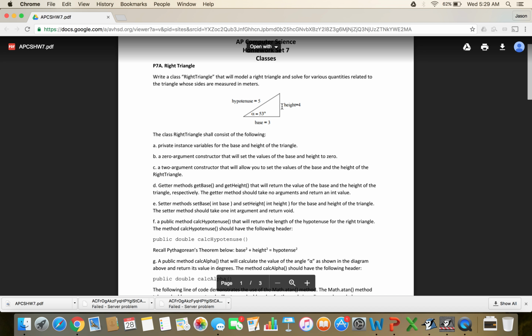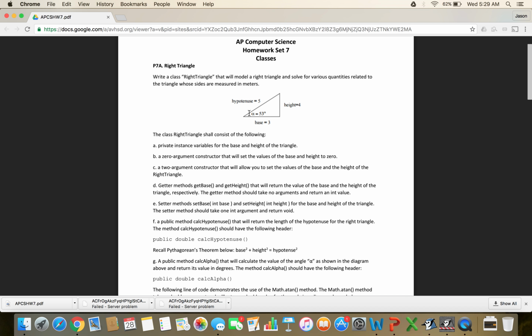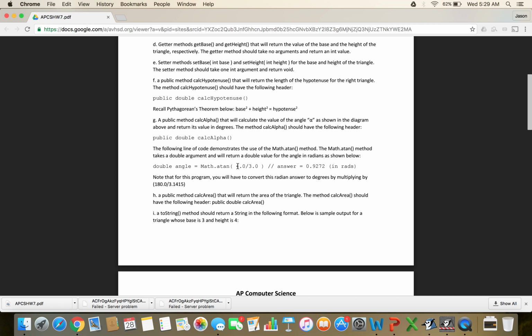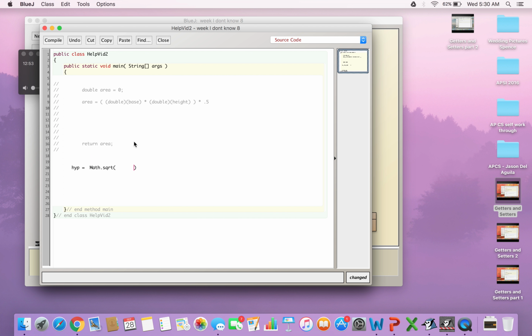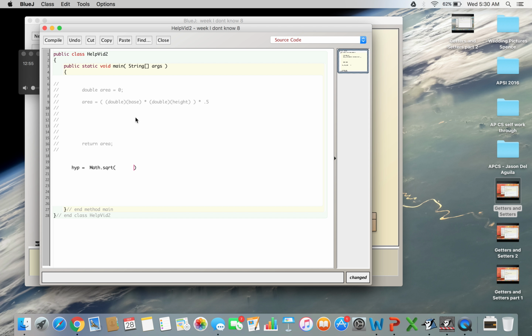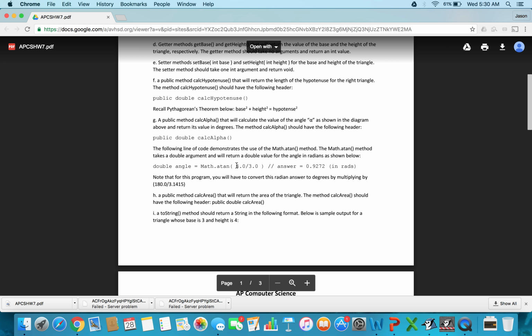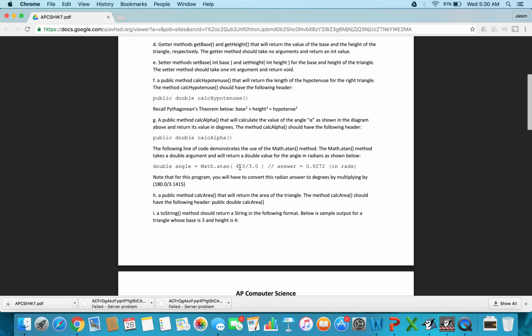And actually, height is the, what is this? If this is your angle, this is the opposite, and this is the adjacent. Tangent is opposite over adjacent. So you actually need the height here, and you'll need to cast it just like I did here. You'll need to cast it into a double. So make sure you do double height divided by double base, so it returns a double. And then it'll be a double in here, and math.arctangent will also return a double.